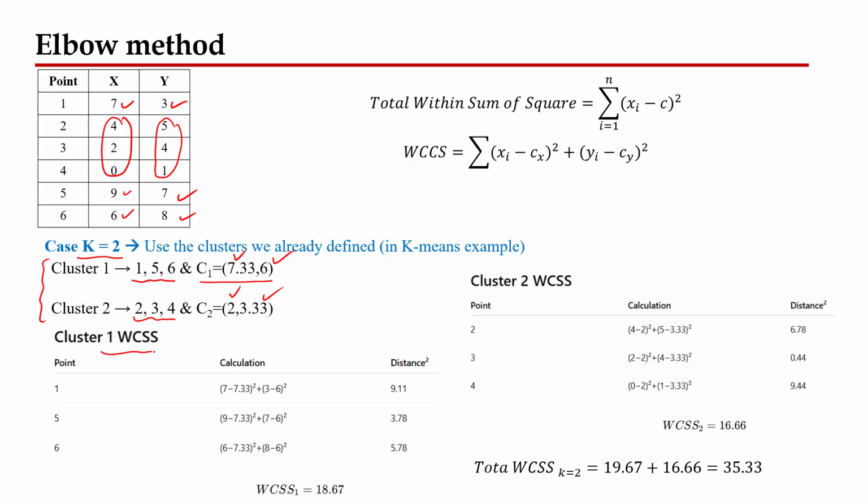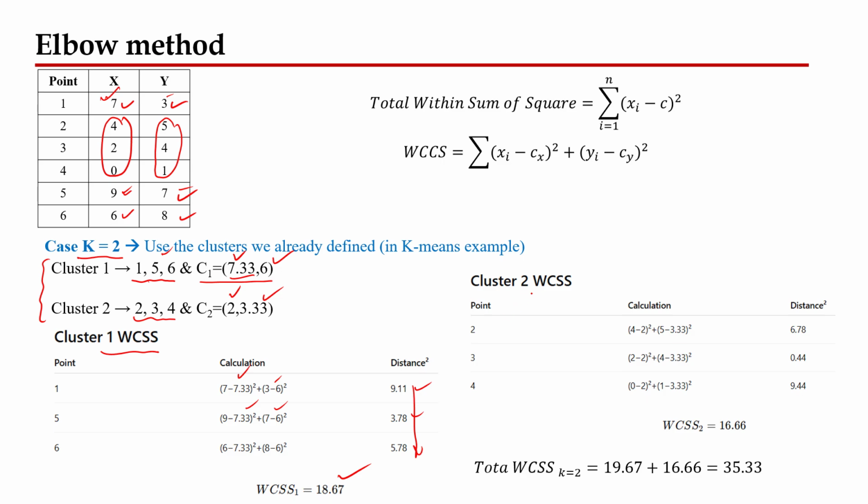First of all, we are going to calculate the within sum of squares for cluster 1. Observation 1 is part of cluster 1, which is 7 minus 7.33 squared plus 3 minus 6 squared. That is the squared distance for observation 1, or you can say the within-cluster sum of squares. Similarly, for the next observation we calculate 9 minus 7.33 squared, then 7 minus 6 squared, and then we sum it up, which gives a cluster 1 within sum of squares of 18.67.